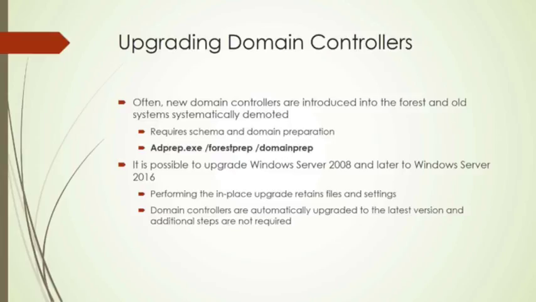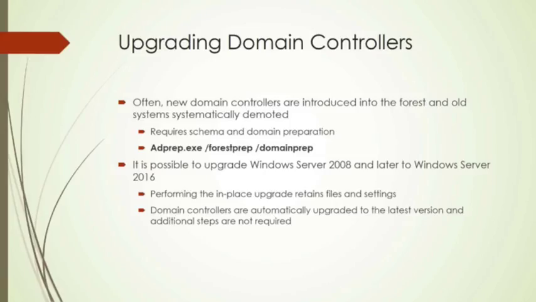When you do this, it will require a preparation of the domain and of the schema. This is done using the adprep.exe utility, which exists in the setup media. So adprep, forestprep, domainprep will handle that. It's a slight schema update. It's adding a couple of things in the domain partition. It's all done behind the scenes. You just have to run the command. Once you run the command, then you can add 2016 domain controllers into the environment.